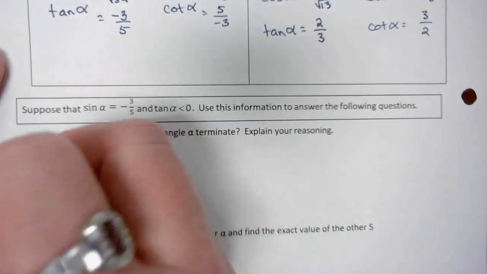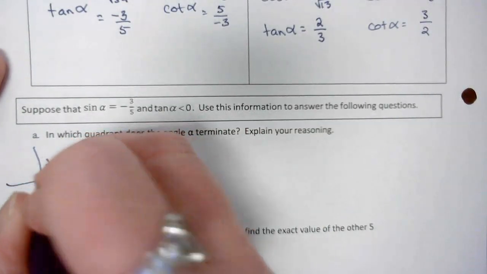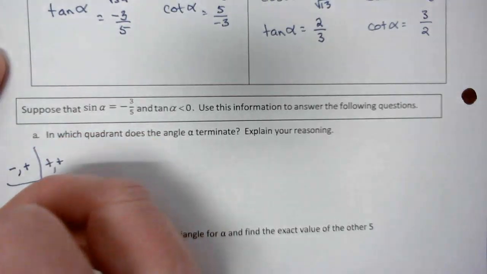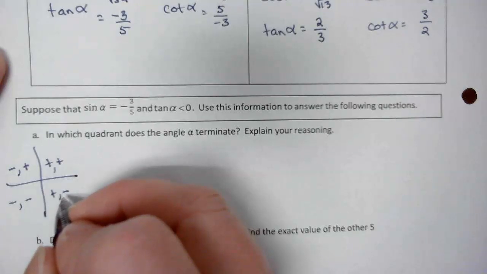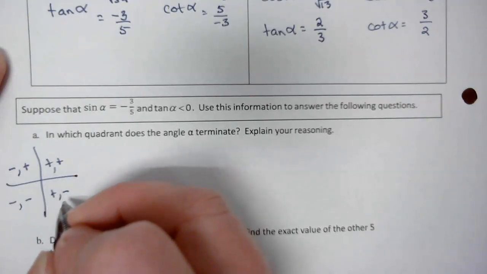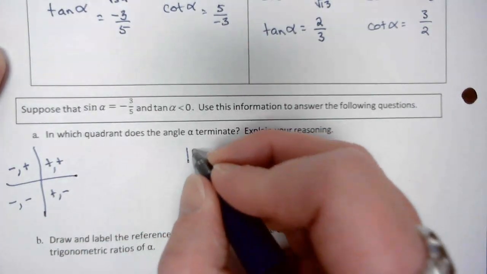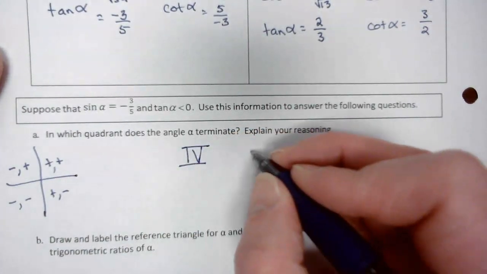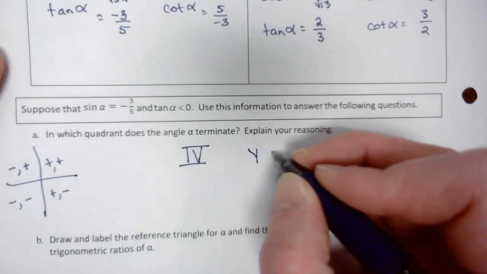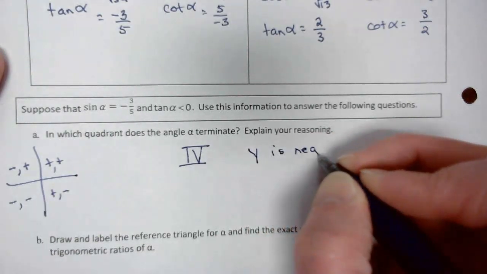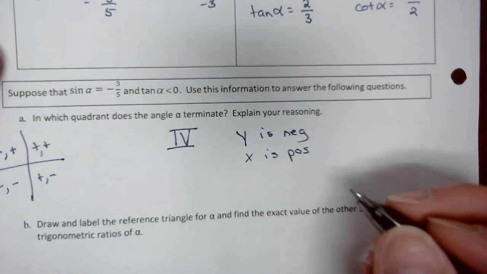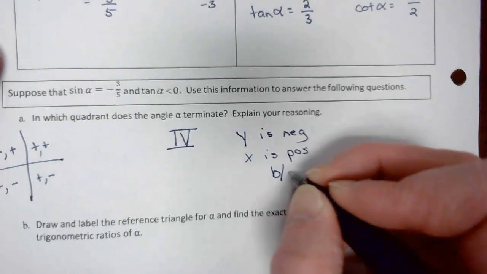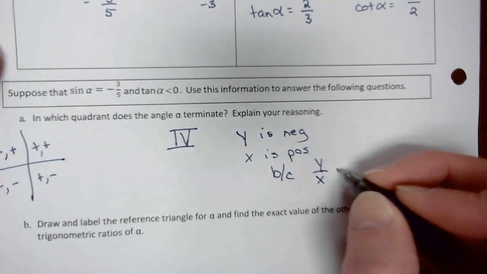So if we remember this is to be positive, positive, negative, positive, negative, negative, positive, negative. So sine is the y, and if tangent is negative, then they have to be opposite signs. So we're in quadrant 4 because y is negative and x is positive. Because y divided by x is negative.